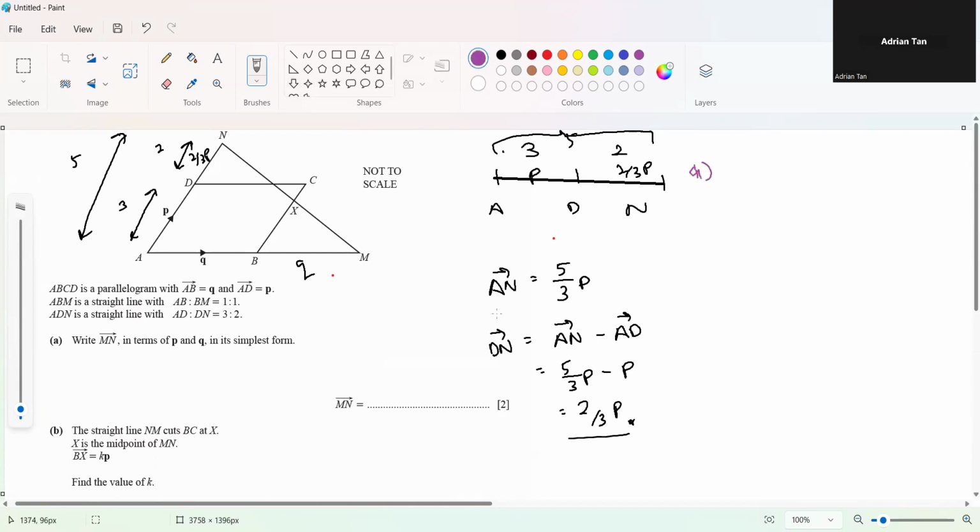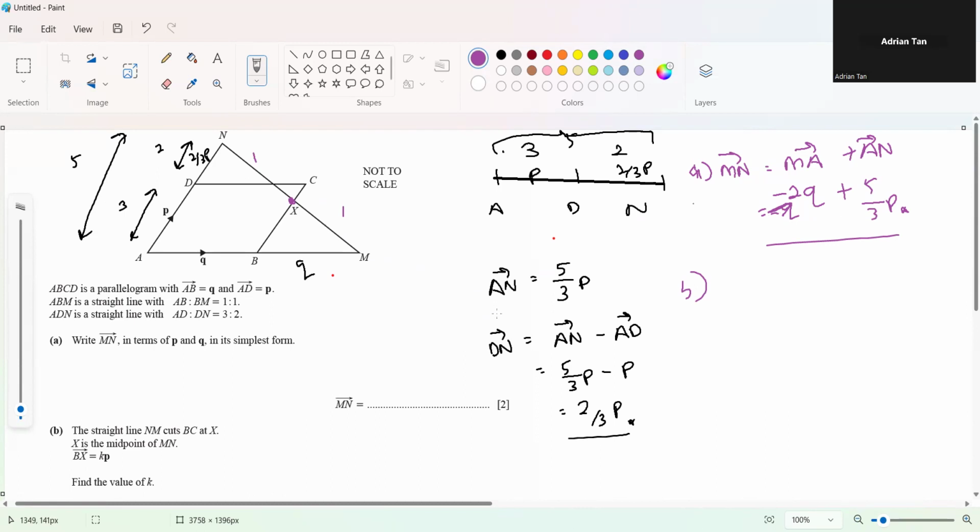So this helps us to find our next question, which is MN partially. So for part A, we have MN, which can be broken down to become MA plus AN. So we have MA as negative 2Q plus AN would just be 5 over 3P as I established earlier. So that's done for part A. So for part B, the straight line NM cuts BC at X. X is the midpoint of MN. So this is the middle, yeah? So this is 1 to 1. So from here we have BX equals kP. Find the value of k.